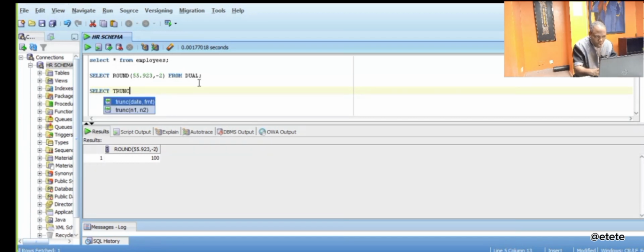another function called trunc. You see, it's giving me the arguments. So trunc is going to expect n1 and n2, 2 arguments. Now I'm going to supply the same thing to it. Before I supply, let me put the 45.923, and then I'll close it, and from dual. Are you with me?